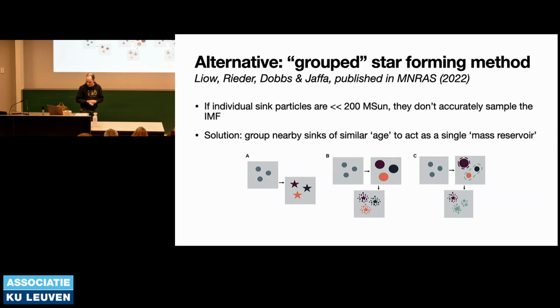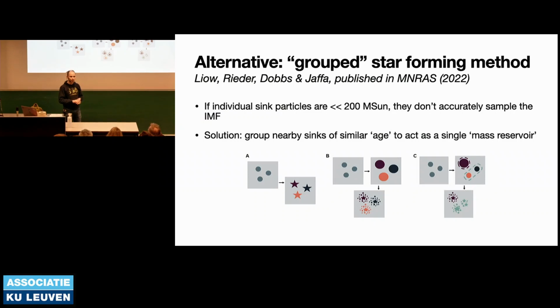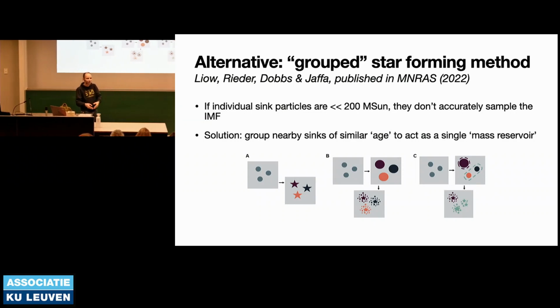So what we did is we said, okay, if that is the case, we try to combine nearby sinks, so that instead of letting each sink act as an individual star-forming region, we combine them and say, okay, these two sinks were formed around the same time, they're nearby, they can borrow each other's mass, which means that you don't get exactly the right placement of stars anymore, but at least you don't miss out on massive stars, which is maybe a bigger problem. And this seems to work.